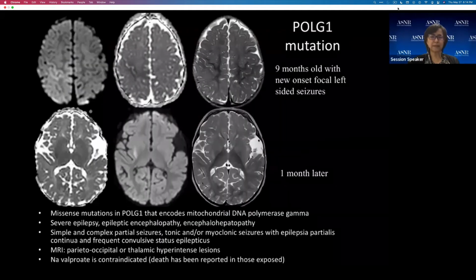In this particular case, a month after presentation, the patient develops new abnormal signal in the right basal ganglia and also diffusion restriction. With this entity, there is a missense mutation in the POLG1 gene that encodes mitochondrial DNA polymerase gamma. The patient may present with severe epilepsy, epileptic encephalopathy, and encephalopathy. Please note that sodium valproic acid is contraindicated in this condition, and death has been reported in those exposed to sodium valproic acid. Hence, it is important to be aware of this condition so that the clinician knows that they should not give sodium valproic acid.